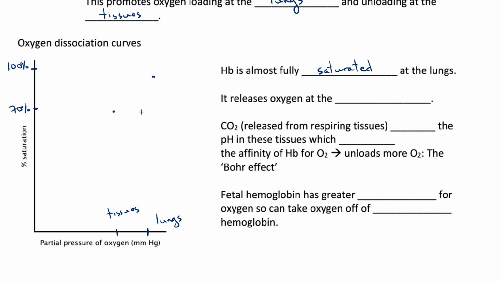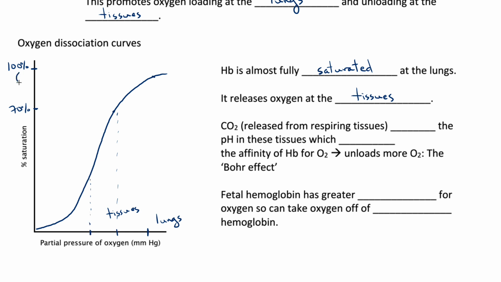So let's say that's about 70% at resting tissues. And if you trace this out for all the different partial pressures, it turns out that the graph looks like a kind of S shape like this, or has a sigmoid shape. And that is a result in part of the cooperativity that we talked about before. So hemoglobin is almost fully saturated at the lungs, and it releases oxygen at the tissues. Now, this might be the partial pressure here of resting tissues. The partial pressure of active tissues, like exercising muscle, is even lower.